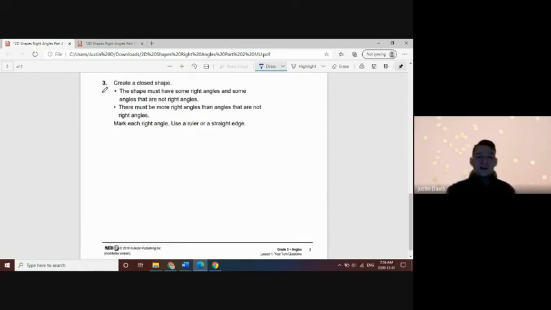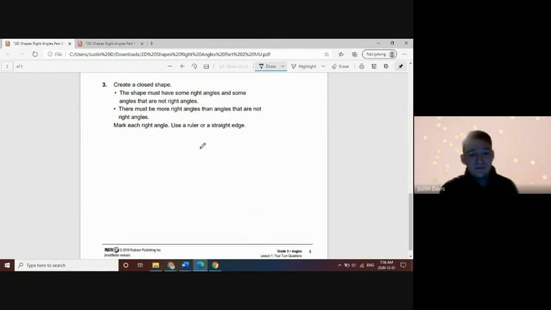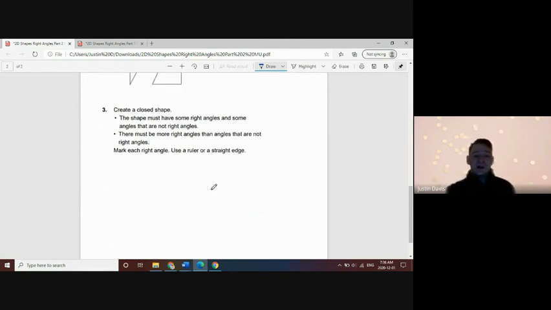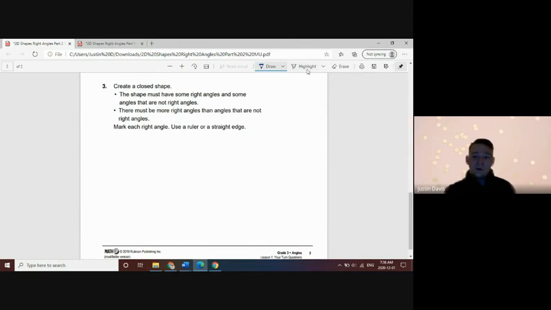Number 3 says create a closed shape. This shape must have some right angles and some angles that are not right angles. There must be more right angles than angles that are not right angles. Mark each right angle. Use a ruler or a straight edge. Okay. It doesn't tell you, you don't need to describe it. You just need to create it following the rules. And these are the important parts. So you must have some right angles. You must have some angles that are not. And there needs to be more right angles than angles that are not.